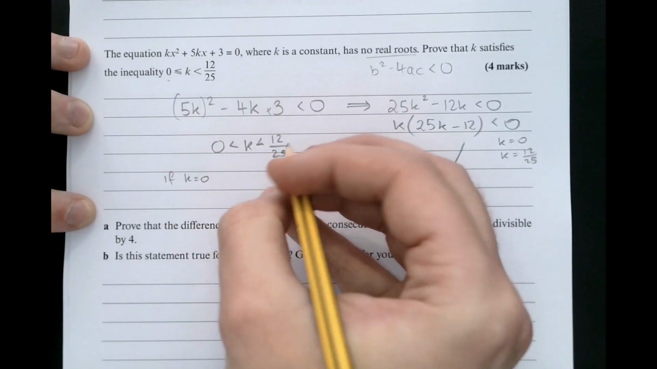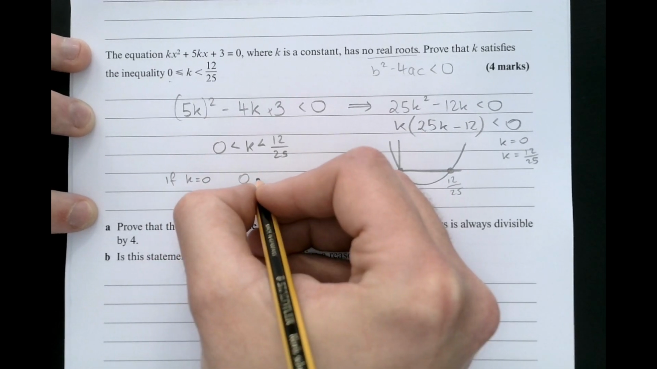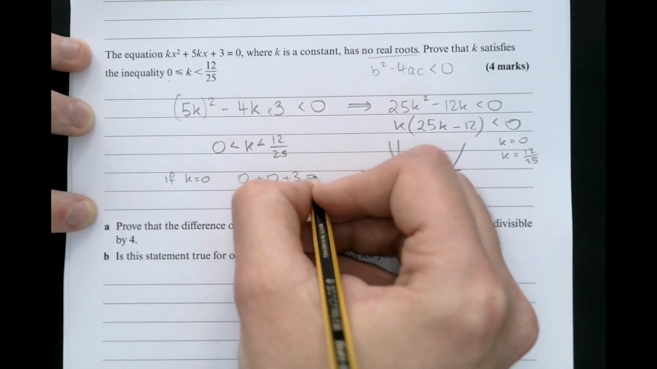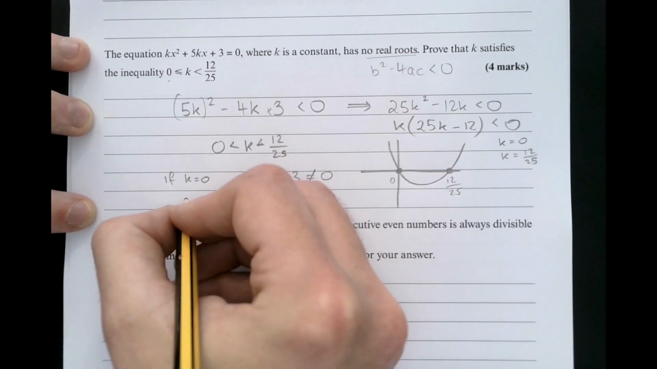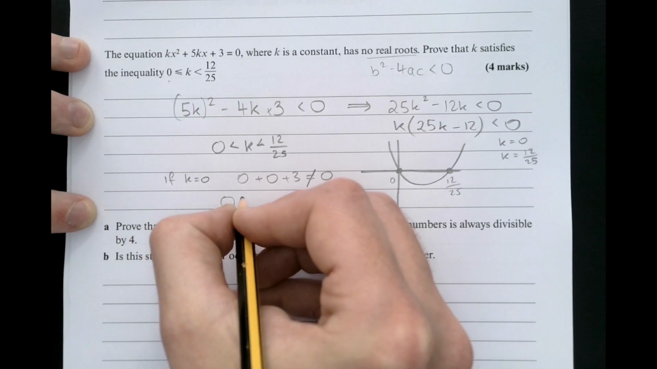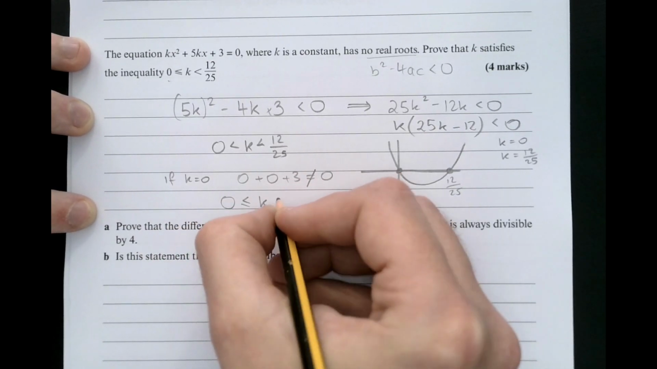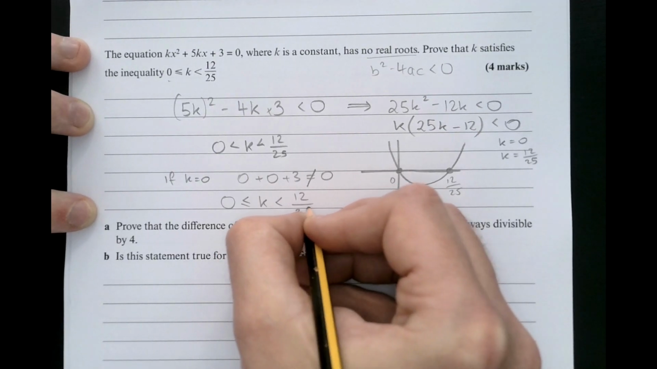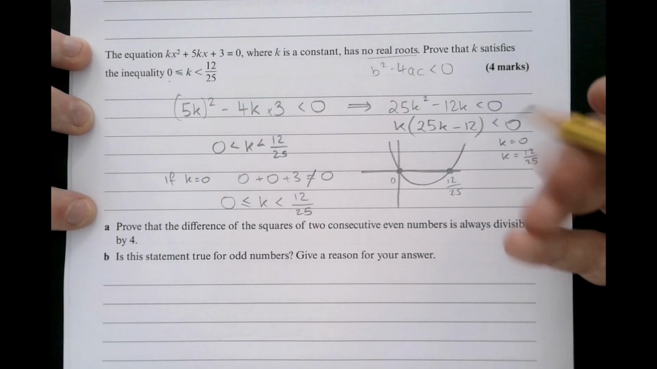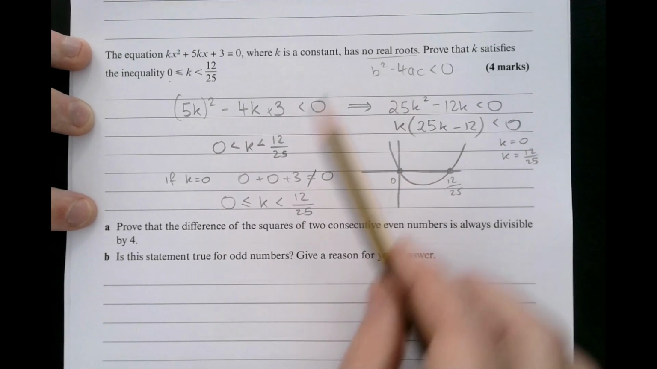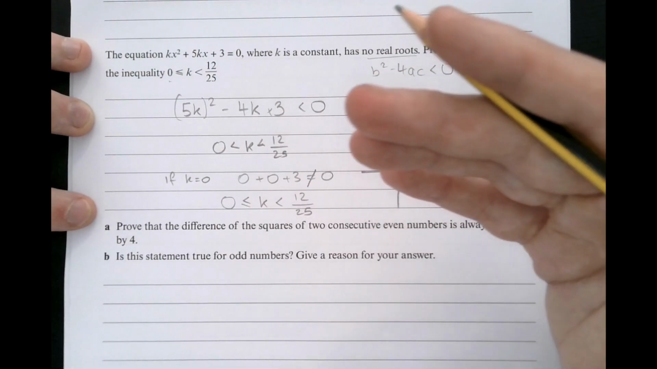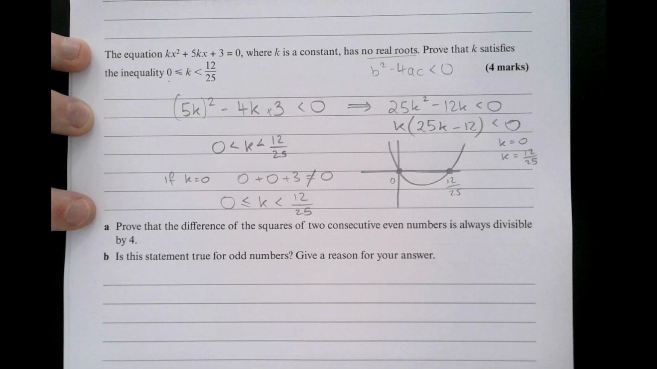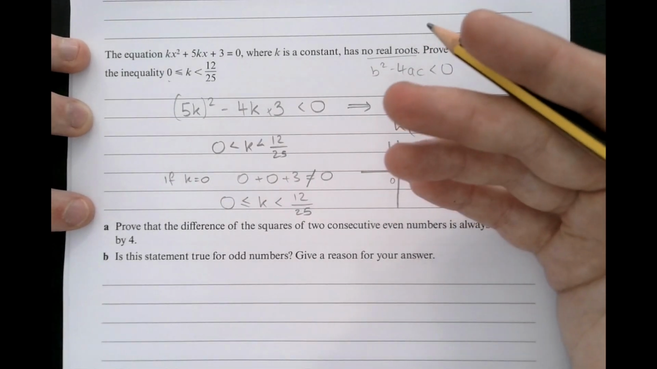K equals 0. Then we get 0 plus 0 plus 3 equals 0. So that's clearly not true. So k is not equal to 0. If there's a root, k is not equal to 0. So it tells us there's no roots. So we're going to include k equals 0 in the bit where there's no roots, because if k equals 0, then you don't get a root.